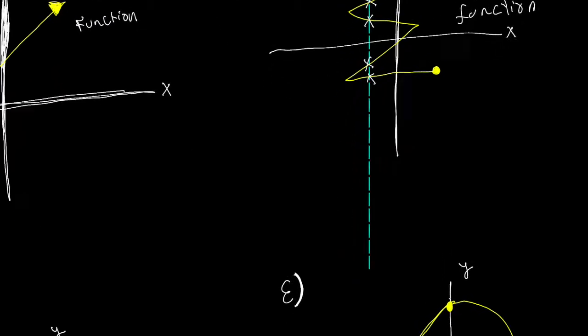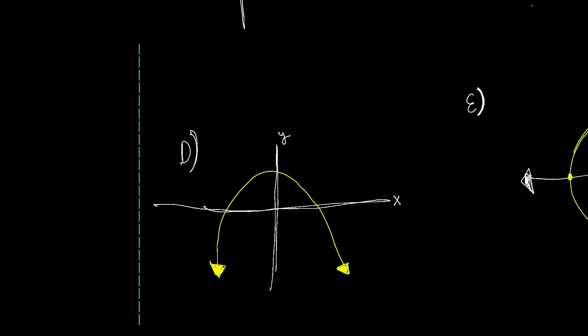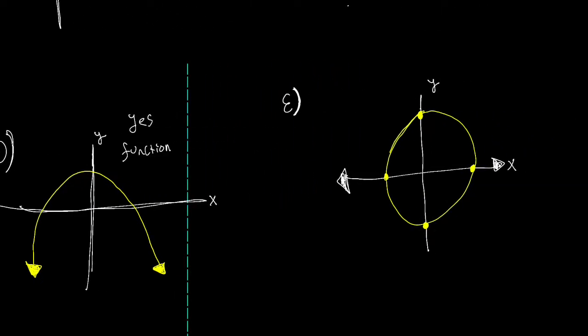So here, let's take a look at a couple more. So here, again, let's scan this graph with this vertical line. And here it looks like the line is only intersecting the graph at exactly 1 point as I keep moving to the right. So this graph passes, so we say yes, this is a function. Alright, let's take a look at one more.